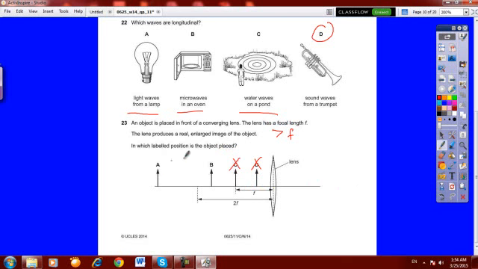It's either A or B, but since it's enlarged, at A the image will be smaller than the object since the distance is greater than 2f. At B, the distance is between f and 2f, which will give us an enlarged image. So the answer is B.